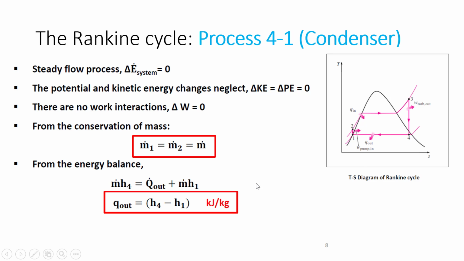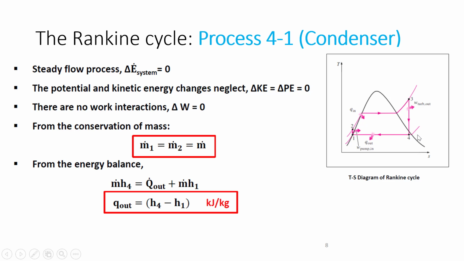Alright, and the last one in the Rankine cycle is process 4 to 1. In process 4 to 1 we have a condenser. What happens at the condenser? We eject heat, so Q out. It is the same as the other processes: a steady flow process with no internal energy change, so delta E equal to 0. Potential and kinetic energy are also equal to 0.